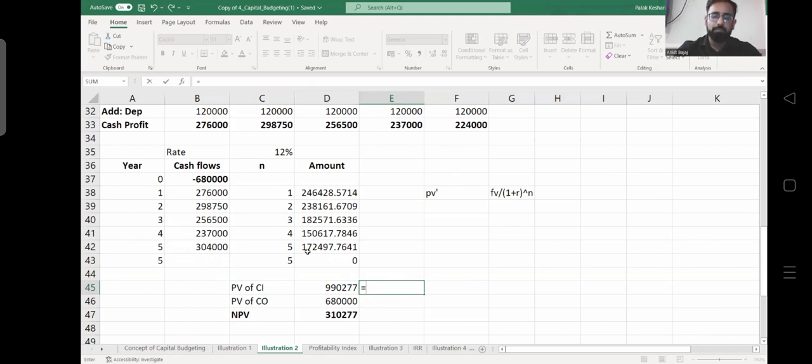So it is going to be NPV. Open up the bracket. Then you have to select the positive cash flows. Acha, first I have to select the rate. What I'm doing, first I have to select the rate. And then I have to put comma, and then I will press enter here. So here you can see what is the NPV.